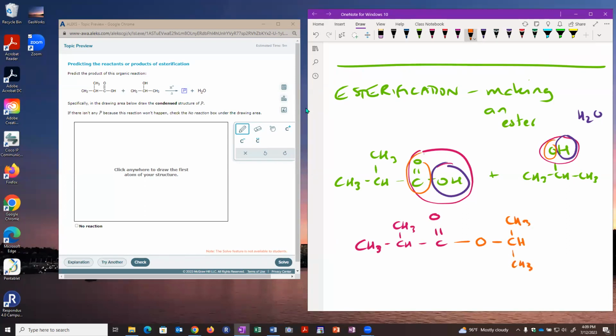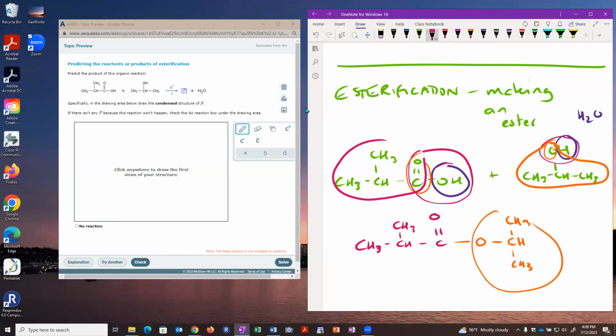This part here came from the alcohol, and the left part came from the acid. We lost the part in purple, which is the water molecule. So that's the ester that you make. We can tell it's an ester because we have the ester functional group. We just need to go ahead and transfer this over to the ALEKS template.